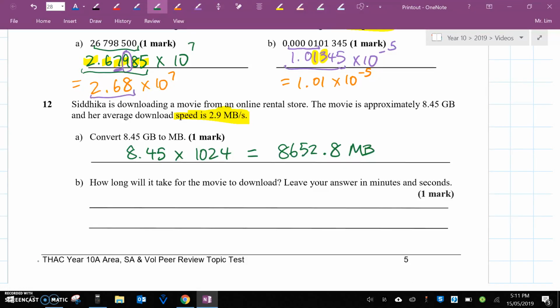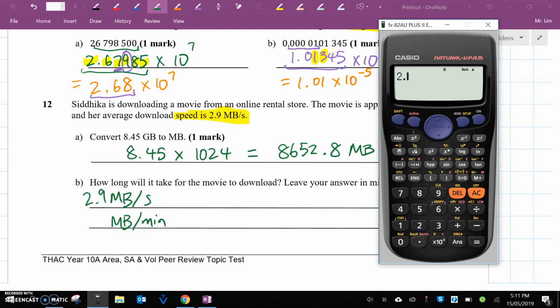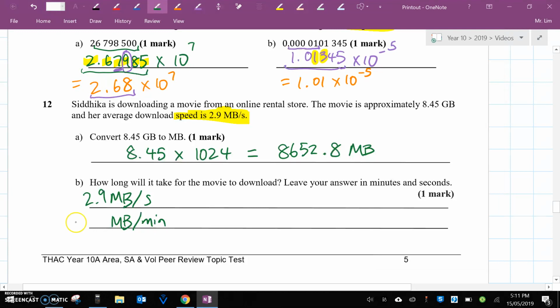So here we've got 2.9 megabytes per second. Let's see how many megabytes that is per minute. So 2.9 megabytes per second is equal to how many megabytes per minute? Well, we need to multiply that by 60. 2.9 times 60 is 174 megabytes per minute.